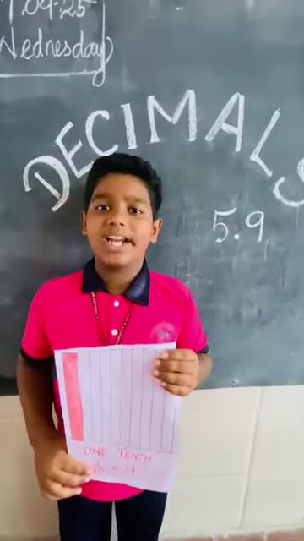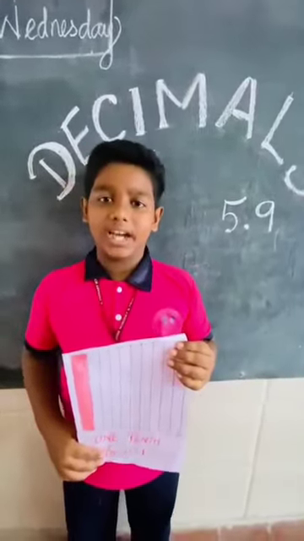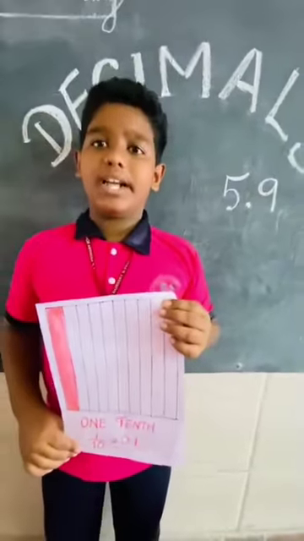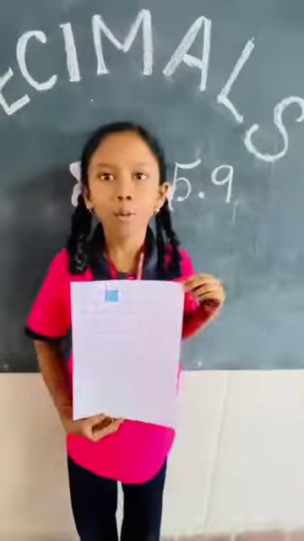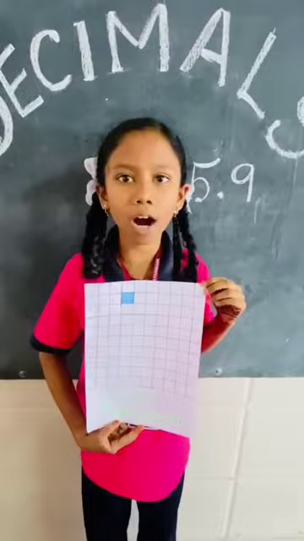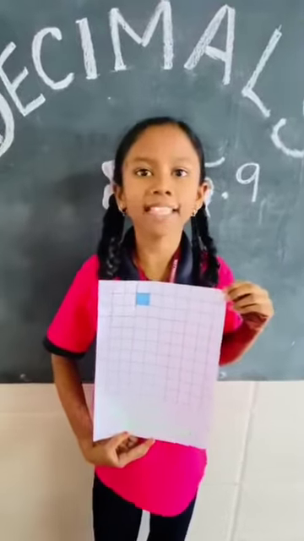Each part is called a tenth. One tenth is written as 1/10. Decimal form of 1/10 is 0.1. One hundredth is written as 1/100. Decimal form of 1/100 is 0.01.